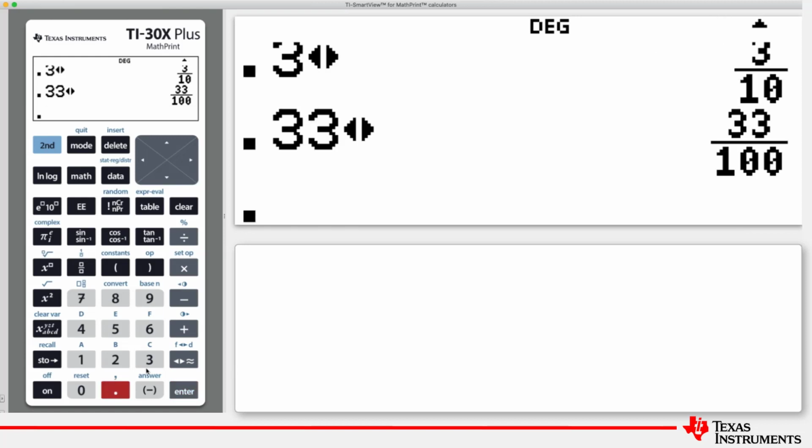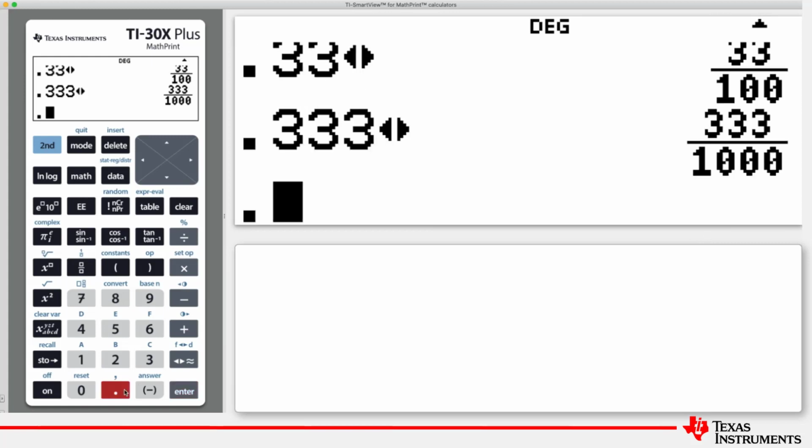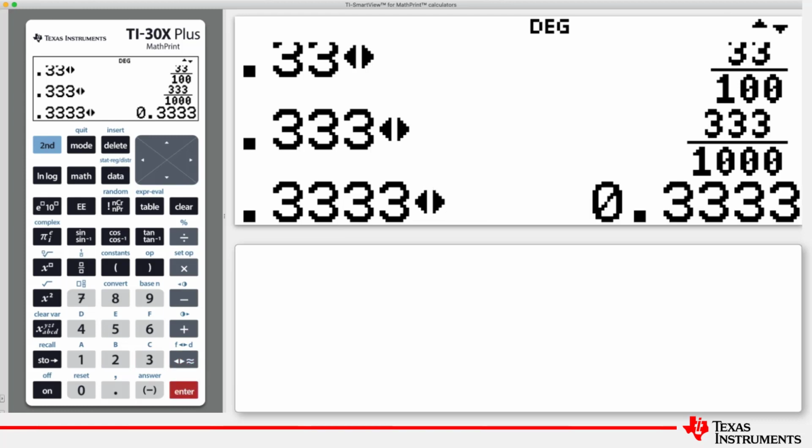Let's go a step further. Try 0.333, answer toggle, and enter. Still gives us a fraction form. Let's try another step further. Let's try doing 0.3333, answer toggle and enter. In this case, it will not give us the fraction form, as the denominator has exceeded 1,000.